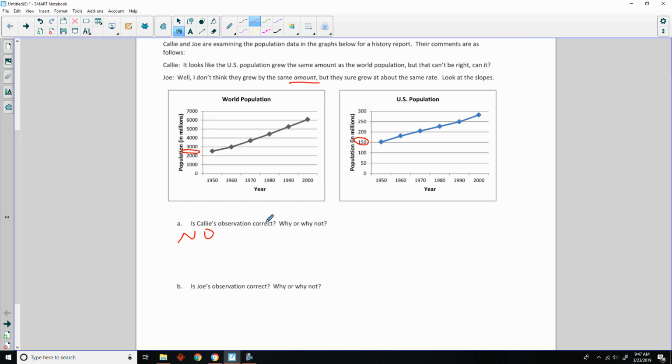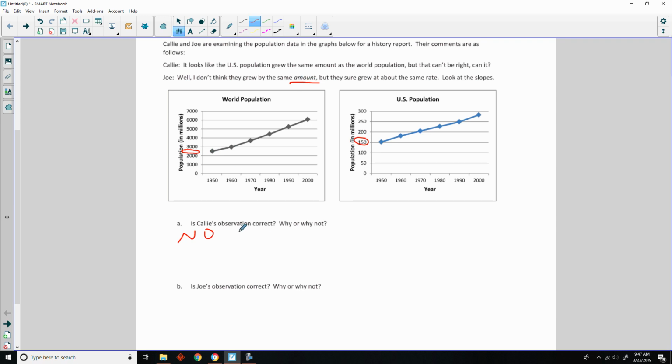Is Joe's observation correct? Why or why not? He says he doesn't think they grew by the same amount, but they grew at about the same rate. Look at the slopes. Okay, so Joe also ignored the scale as Callie did. The rate of change or slope is much greater for the world population than for the U.S. population. So the slope here, it went from about 2,500 to 3,000 in 10 years.